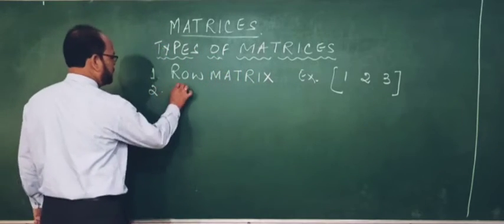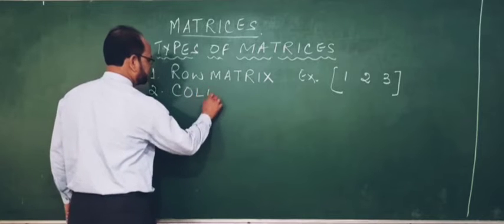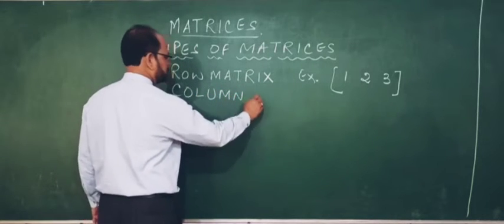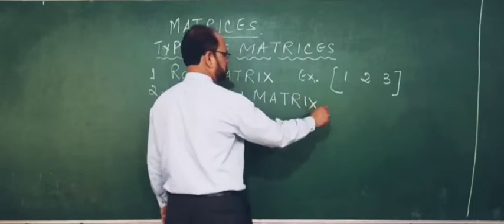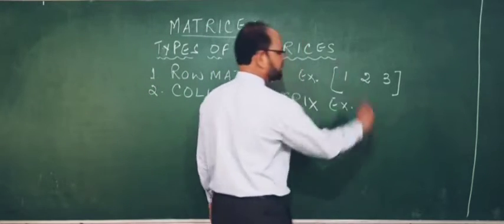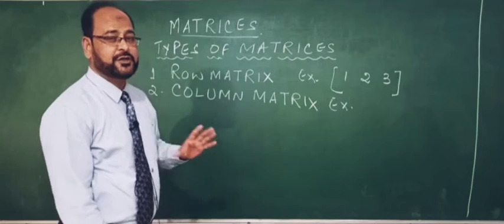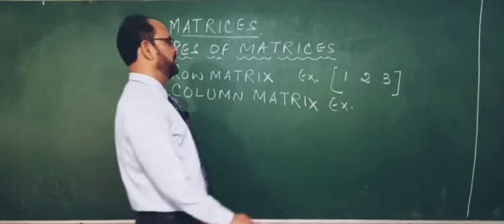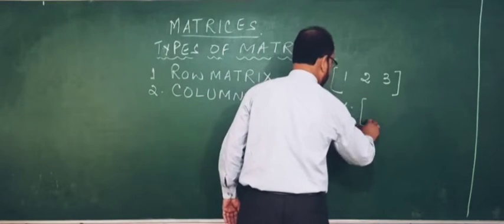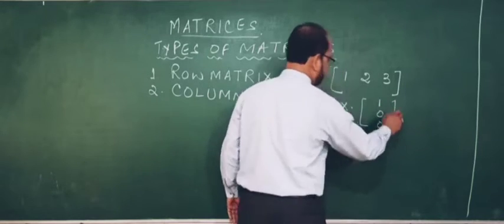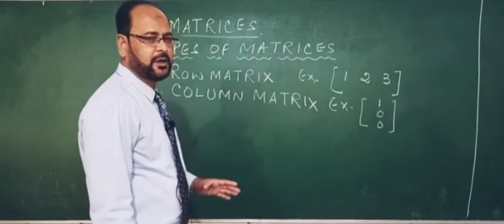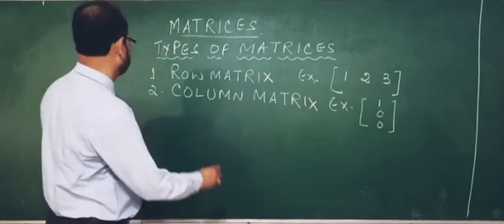Second is your column matrix. A matrix in which there is only one column, it is called column matrix. The example is 1, 0, 0. There is only one column, so it is your column matrix.